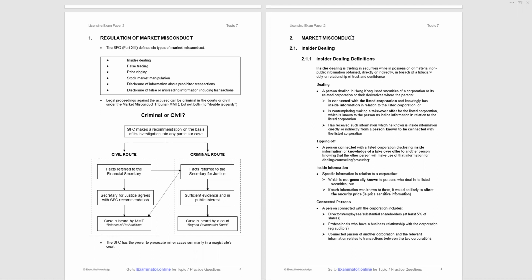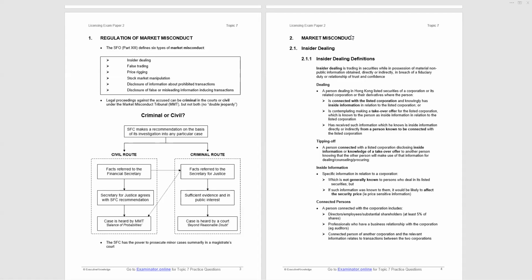Now, the point of all this is that the SFC considers market misconduct to be more serious than just misconduct, because you're bringing the Hong Kong market into disrepute, and as a result, they can be pretty heavy-handed with you. Now, are they going to prosecute you under criminal or civil law? Well, it will be a decision initially made by the SFC, and then it will be confirmed by the Secretary for Justice.